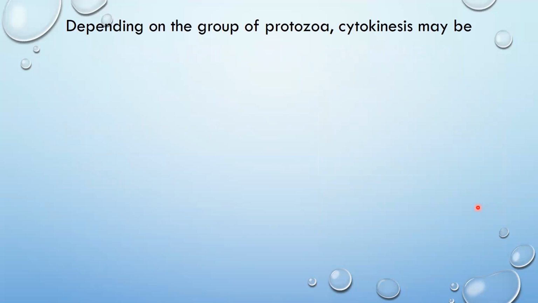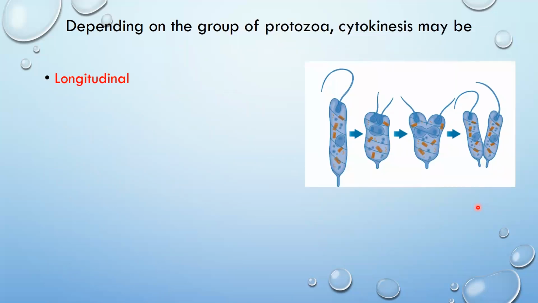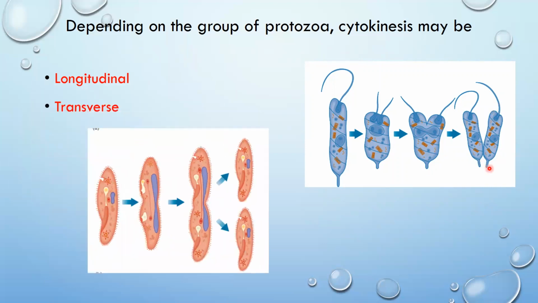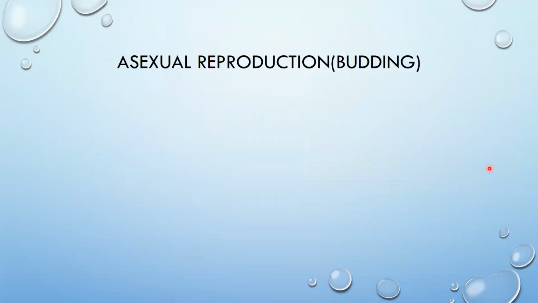Now, depending on the group of the protozoans, cytokinesis may be longitudinal, as you can see here in the diagram, leading to the formation of the longitudinal individuals, or it might be transverse, as you can see here in the diagram. Asexual reproduction by budding. So it's a second form of asexual reproduction in protozoans.